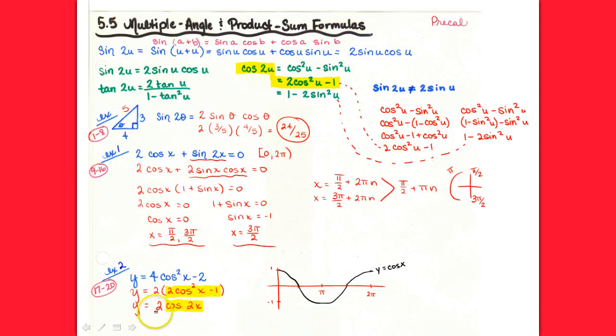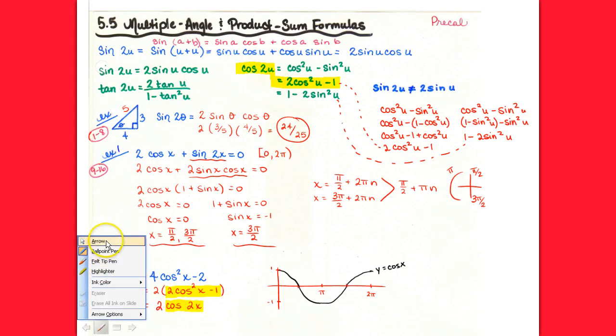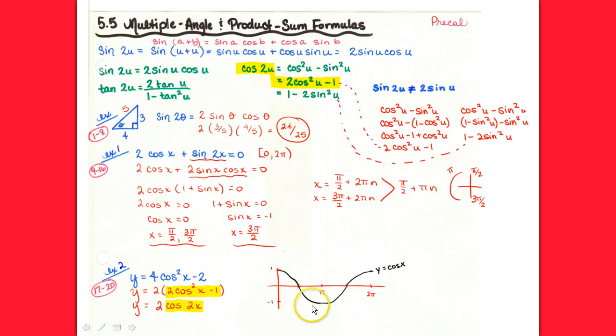This, I know how to graph. 2 cosine 2x. Let's start with our normal cosine curve. So I've given you the normal cosine curve here just as a reference. You wouldn't have to graph that. What's that 2 out in front going to change? Amplitude, right. So it's going to go twice as high and twice as low. So there's y equals 2 cosine x.